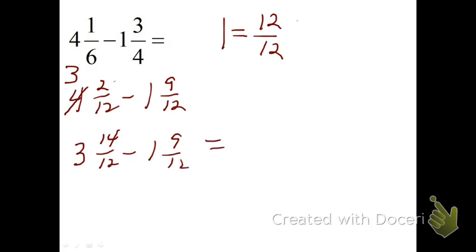Alright, now we can subtract. 3 take away 1 is 2. 14/12 take away 9/12 is 5/12, and that doesn't reduce any further. Okay, so that's the method of borrowing.